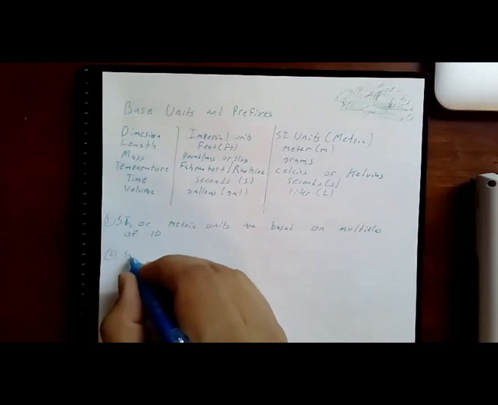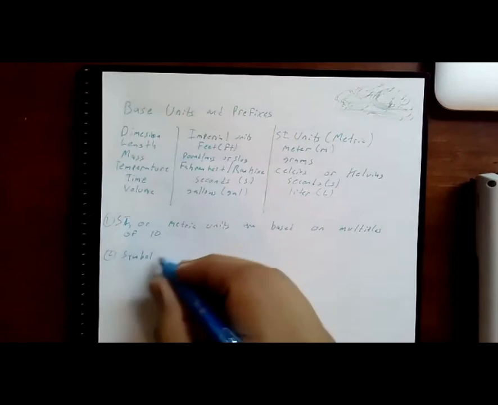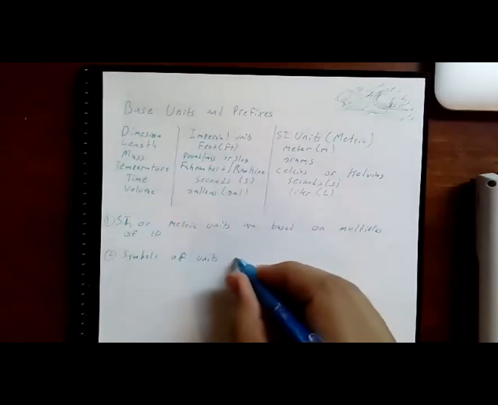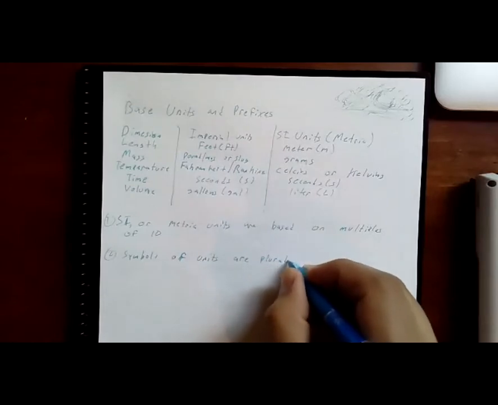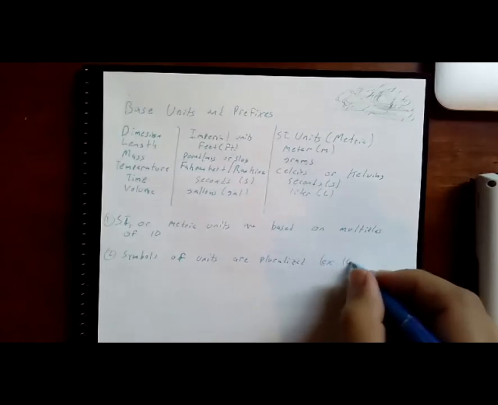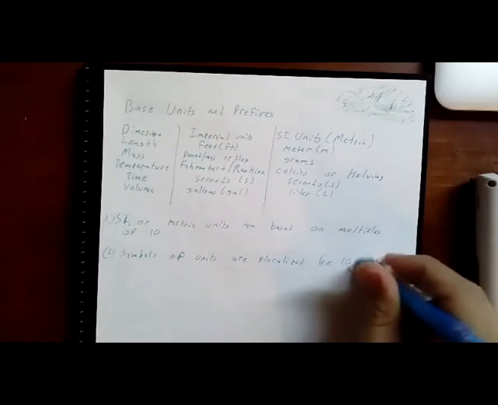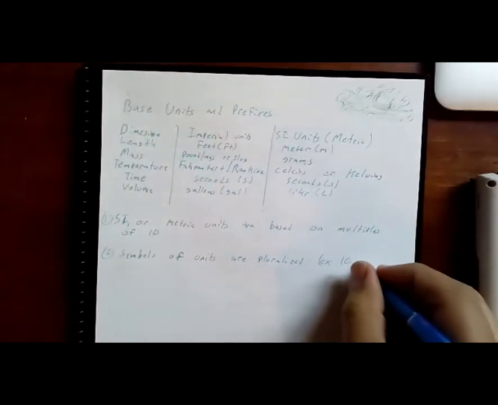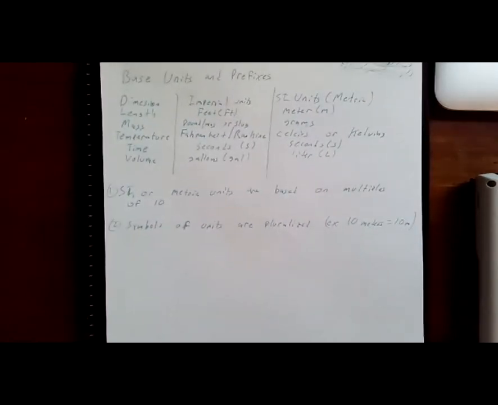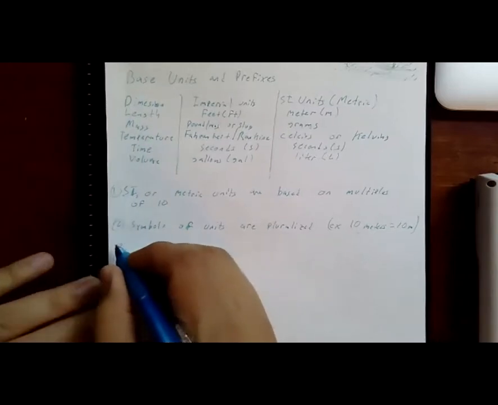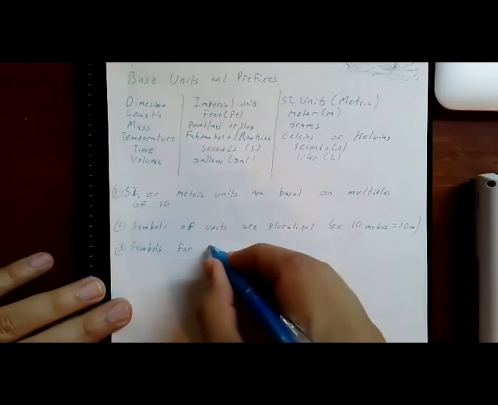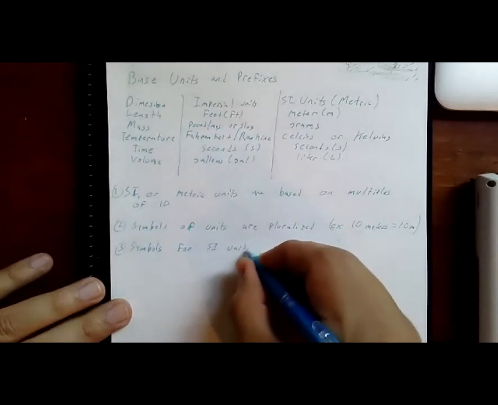Also, these symbols that we're going to use, the prefixes or symbols of units, are not pluralized. So meaning if you have more than 1 meter, it's still going to be m. Like for example, 10 meters in English is still 10 m. Okay, there's no ms or something. Symbols for SI units are lowercase.